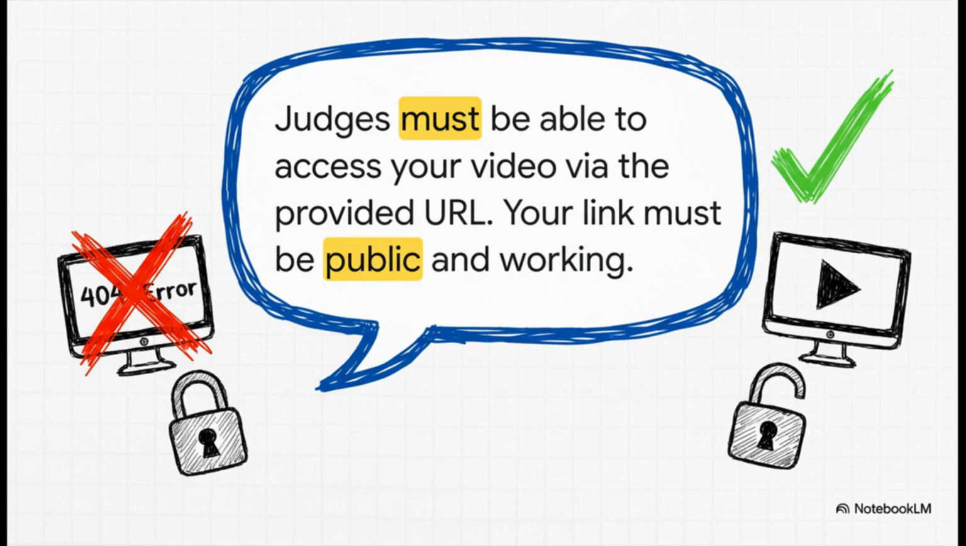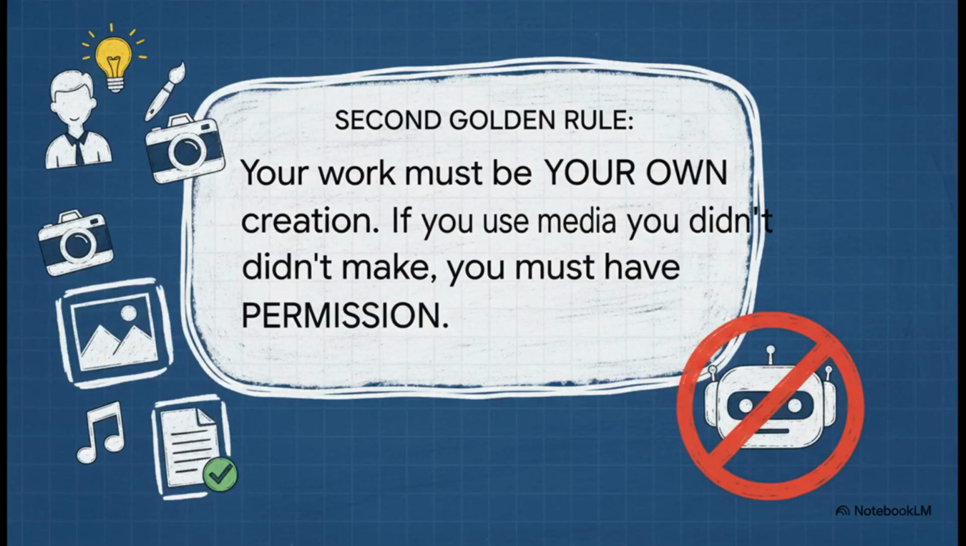Make sure it works. Golden rule #2 is all about being a good digital citizen. Everything in your project has to be your own creation. If you use music or an image or really any media you didn't create yourself, you must have permission. Oh, and there's a really important new rule. This project needs to be 100% you. No AI-generated stuff is allowed.